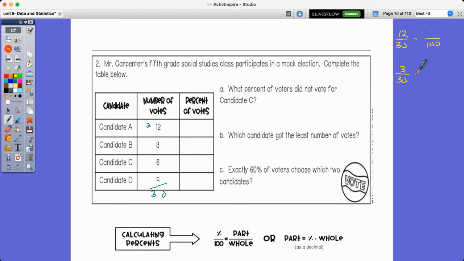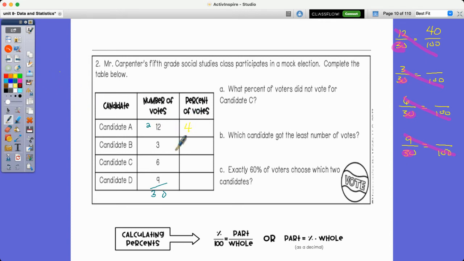3 out of 30 equals what out of 100? 6 out of 30 equals what out of 100? And 9 out of 30 equals what out of 100? We're going to do cross multiplication. So we're going to multiply, then divide, multiply, then divide, for each one. So when we multiply across, I get 1,200 divided by 30, and that ends up being 40% of the votes.